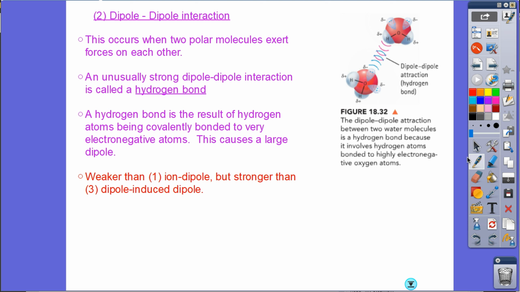A hydrogen bond is the result of hydrogen atoms being covalently bonded to very electronegative atoms. So oxygen is pretty electronegative, meaning that its electronegativity is kind of high. When that happens, it causes a large dipole, and so hydrogen bonds can be stronger than other dipole-dipole bonds.